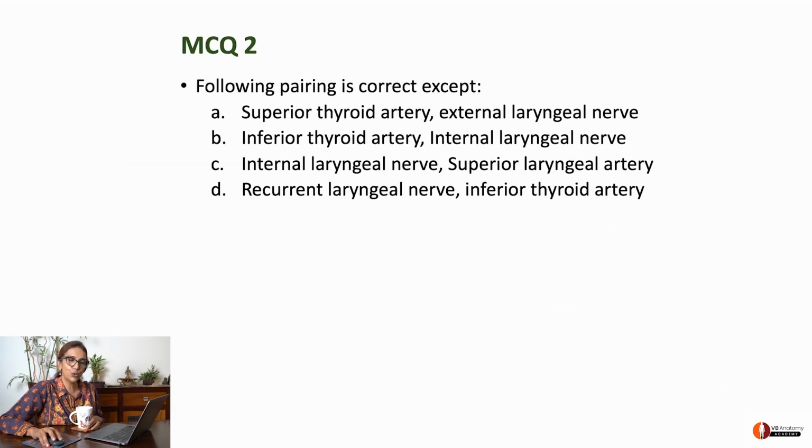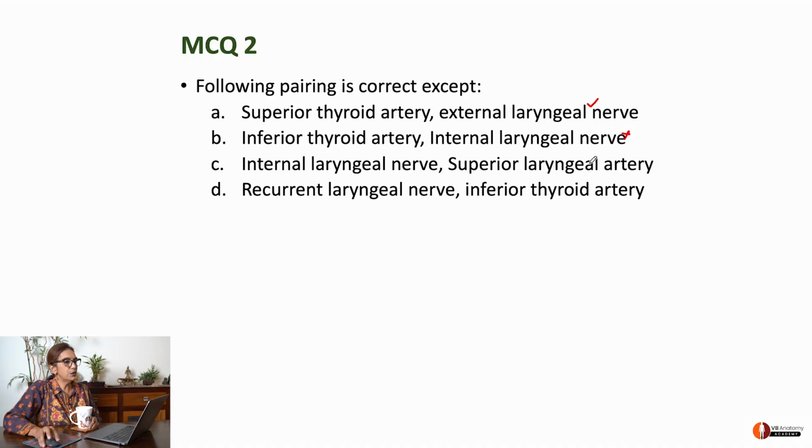We come to MCQ 2. The following pairing is correct except. So if you remember, thyroid gland has artery and nerve paired together, right? Superior thyroid artery, external laryngeal nerve, yes. If you remember, superior thyroid artery, external laryngeal nerve together pass downwards to the apical region of thyroid gland. So this option is correct. We are looking for an except. Inferior thyroid artery, internal laryngeal nerve. I don't think so. This is something which is a little bit challenging, incorrect.